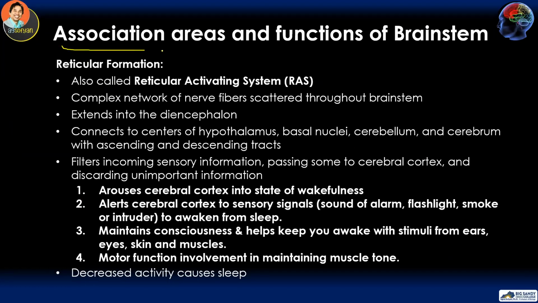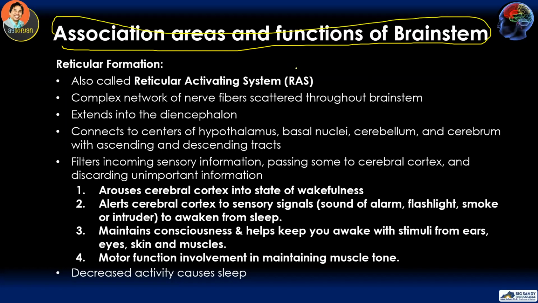Okay, there are some association areas in the brainstem. Mostly it's called the RAS, the reticular activating system. The system has the function to arouse the cerebral cortex. So when this RAS is not affected, then the cerebral cortex mostly will not be affected also. When this RAS is active, then the cerebral cortex will be active too.